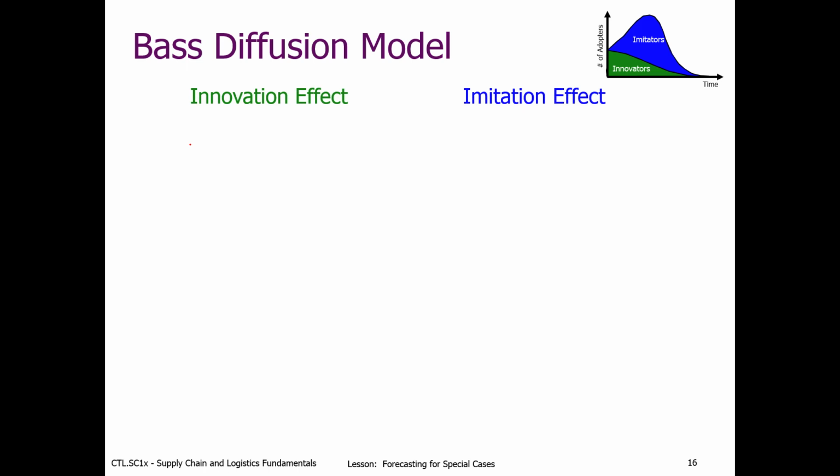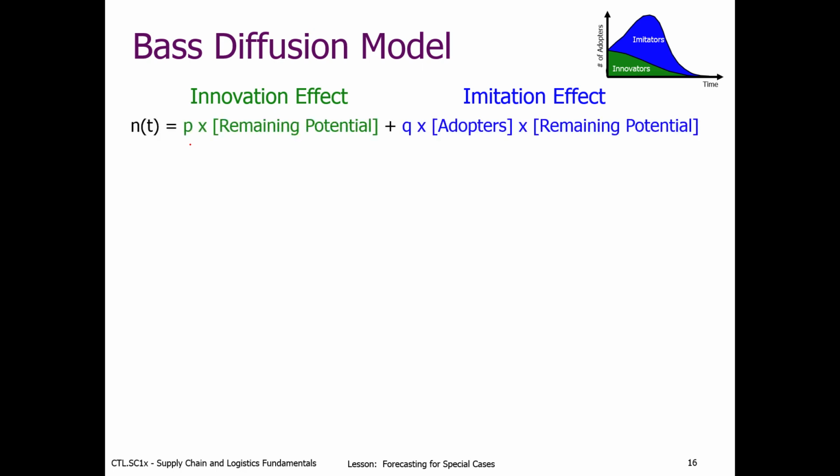So the number of adopters at any one time is really the sum of these two effects, the innovation effect and the imitation effect. And so the percentage of the market that adopts at any time t is going to be equal to the innovation coefficient p times the remaining size of the market, plus the imitation effect, which is the coefficient q, times the percent of the market that's already adopted, because I need to have people already using the technology to give me word of mouth, multiplied by the remaining size of the market.